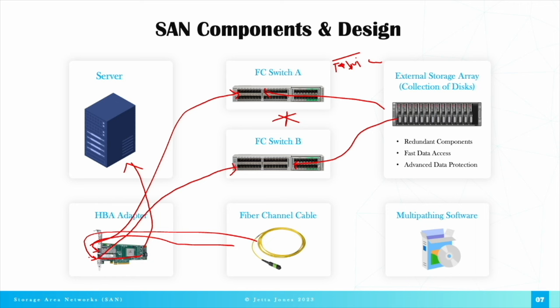So you have this route that this server can take to get to the storage, and then you have this route the server can take to get to the storage. Okay. That is where the redundancy comes in. And remember, these switches are not connected. This is considered fabric A, and this second switch is considered fabric B. So you can think of this as redundant SANs inside of a SAN.